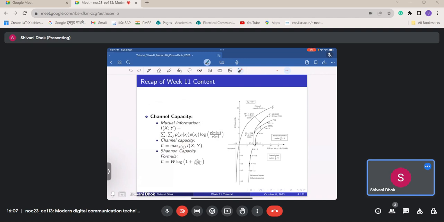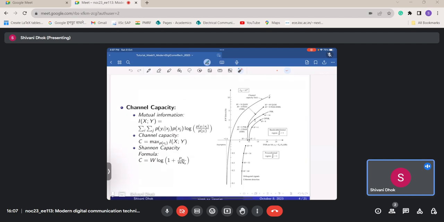Another important thing that was discussed was the Shannon capacity formula, which was C equal to W log(1 + P average / (W N0)), where W is the bandwidth. This is the classical Shannon capacity formula, which is considered as an upper limit of all the achievable rates for constellations.